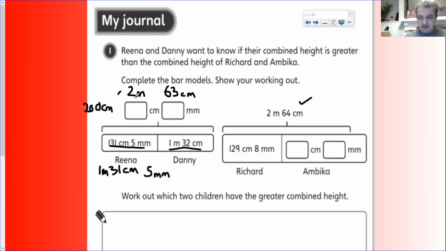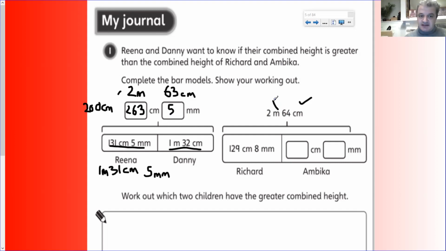So their combined height is 263 centimeters. The question asks for it in centimeters, and I've got this additional 5 millimeters there. Okay, so I've worked out the answer for Rena and Danny in centimeters and millimeters. Now I've got to compare their combined height with Richard and Ambika's combined height.